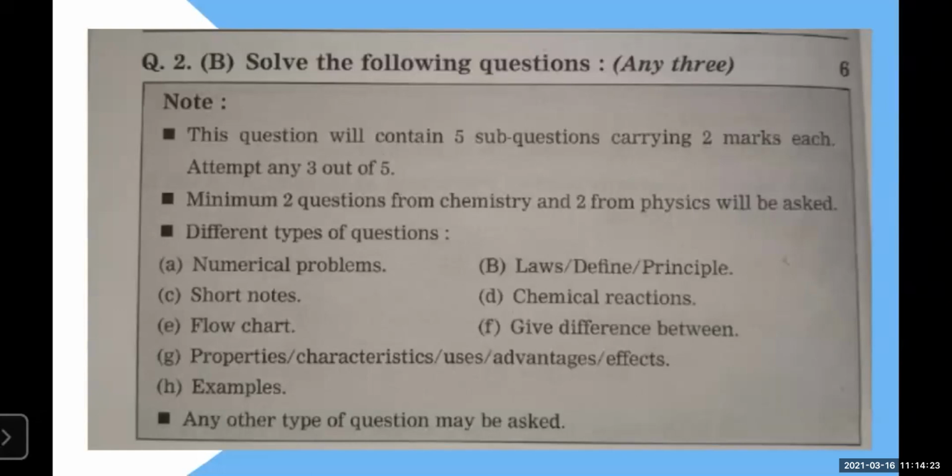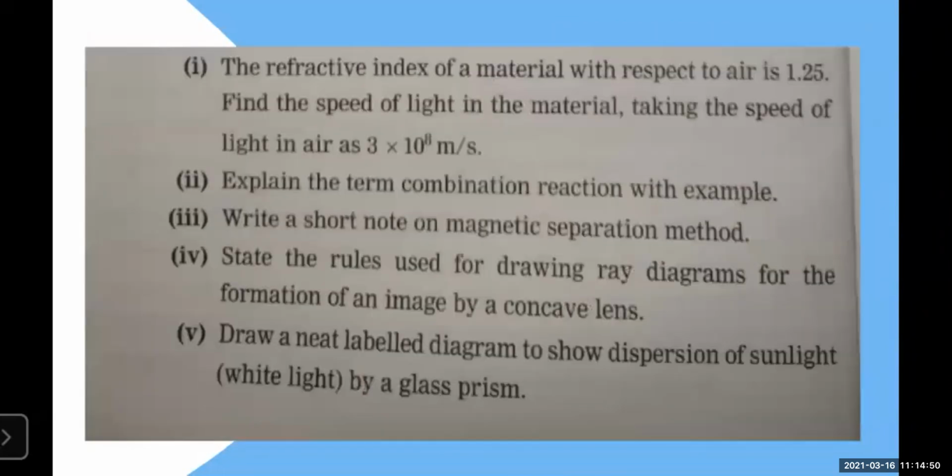Which type of questions will come in this question number 2b? Let's see. Numerical problems they can ask, define laws or principles of any concept, short notes, chemical reactions, flow charts, give a difference between properties or characteristics, or uses or advantages or effects or examples of some concept, or any other type of question they can ask. Okay, let's discuss 5 questions for this question number 2b. Some examples are given.